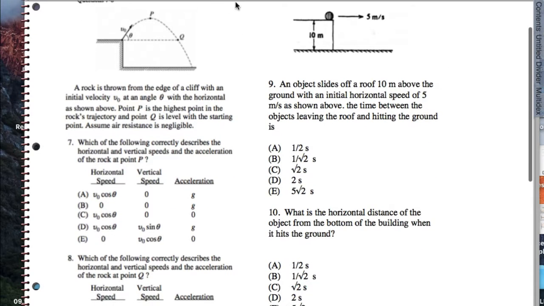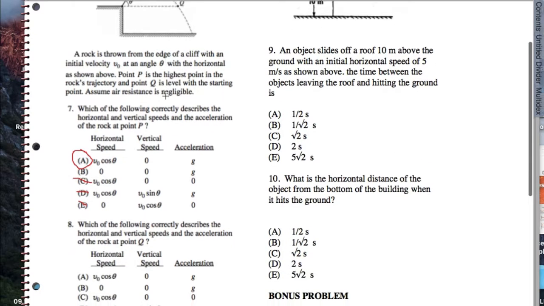For number 7, a rock is thrown at an angle, and we want to know what the acceleration and vertical and horizontal speeds are at point P. So we can actually rule out D and E, since at point P it stopped in the vertical direction. We know that there's always an acceleration of g. And so what that leaves us with is choice A, because our horizontal speed never dies out until it hits the ground, and we're not studying the problem anymore, because we always have that constant v0 cosine theta.